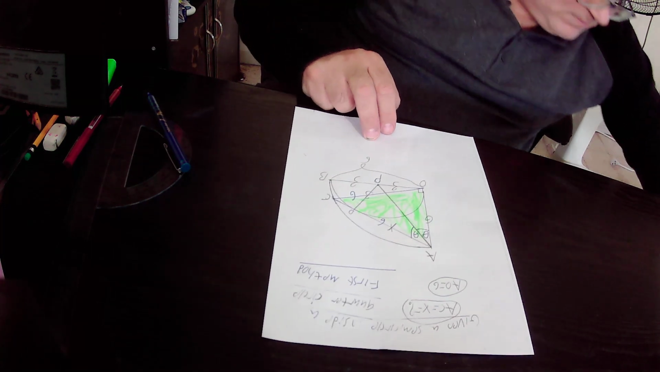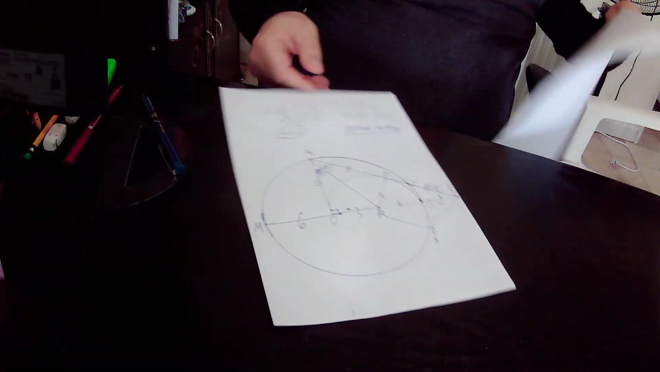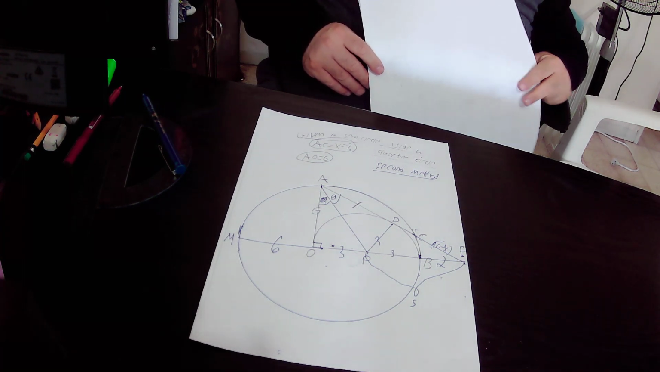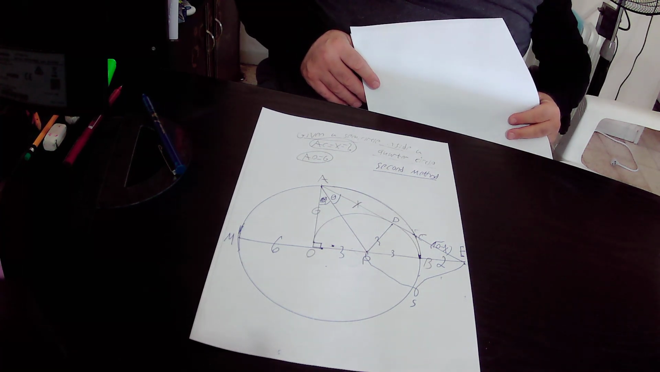In the next step, I present to you how to find the length of line segment x according to the second method. In the second method, we use the things that we already found out in the first method.